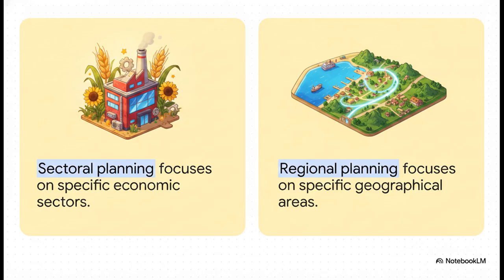Broadly speaking, planners utilize 2 entirely different approaches to hit that balance, focusing on specific economic sectors or focusing on specific geographical regions. Sectoral planning might mean, say, deciding to pour resources entirely into agriculture for 5 years, or heavily subsidizing heavy industry. Regional planning, on the other hand, looks directly at the map. It focuses on developing specific areas. Maybe a coastal region needs better port infrastructure, or an isolated inland area desperately needs connectivity. Both are incredibly powerful tools in the planner's toolkit.